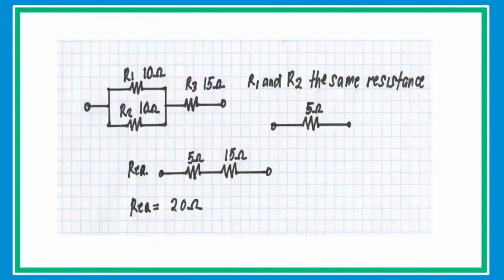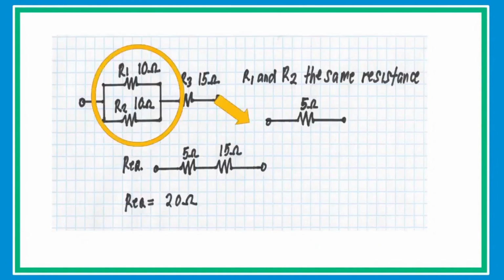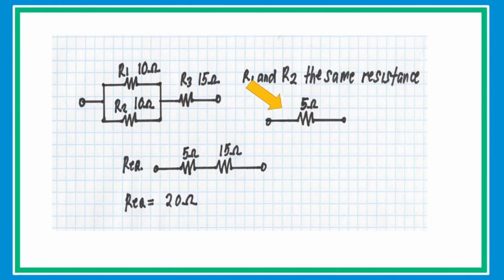Here we have another example. Let's calculate the resistance. R1 is 10 ohms, R2 is 10 ohms, and R3 is 15 ohms. You notice that the two resistors are connected in parallel. Then just simply get the half of it to have 5 ohms equivalent resistance. Then redraw the circuit and simplify.